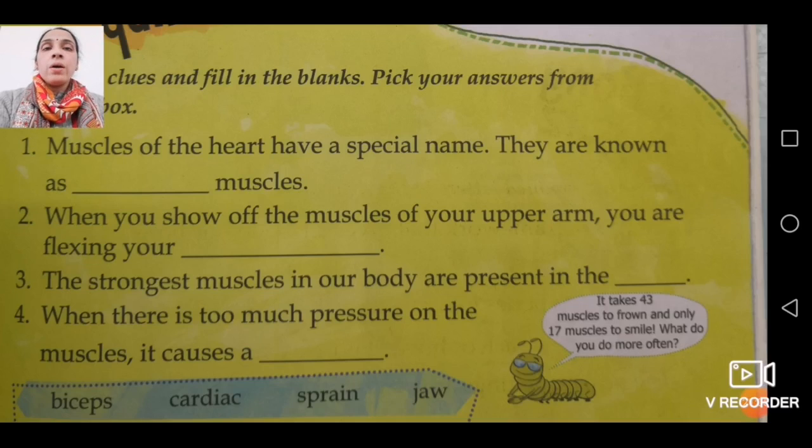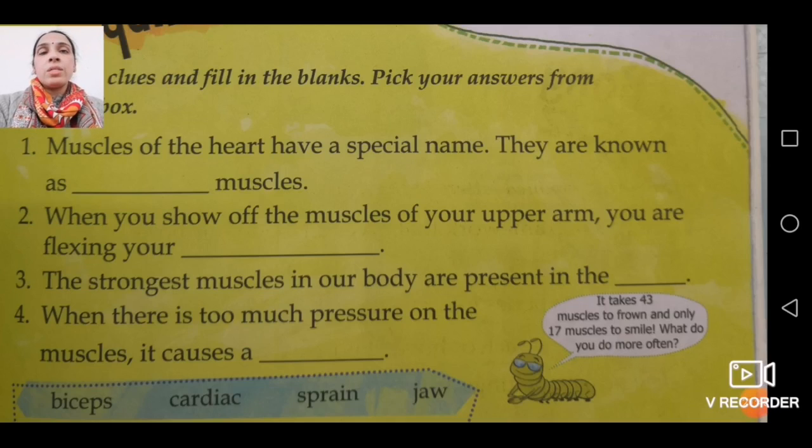Now number 4, when there is too much pressure on the muscles, it causes a sprain. Sprain means a situation when you won't be able to move your muscles. That kind of condition is known as sprain. More often you have seen that I won't be able to stand, or some part of your body doesn't allow movement, so that is known as sprain.